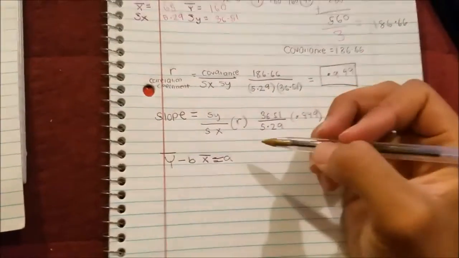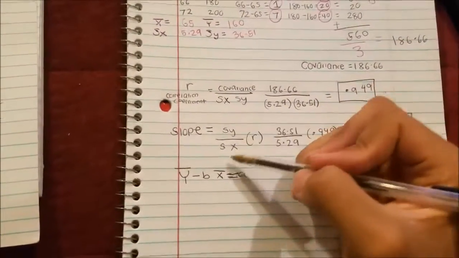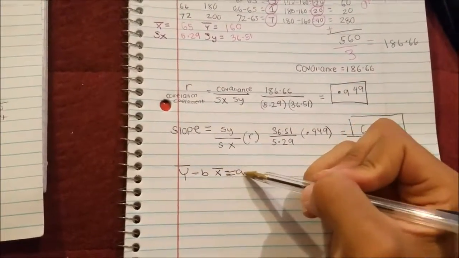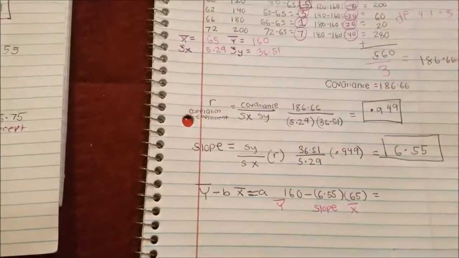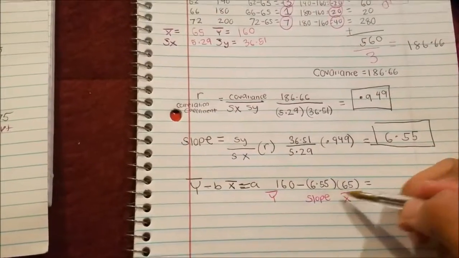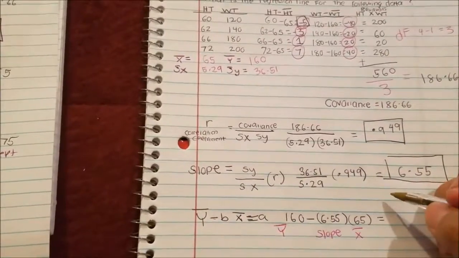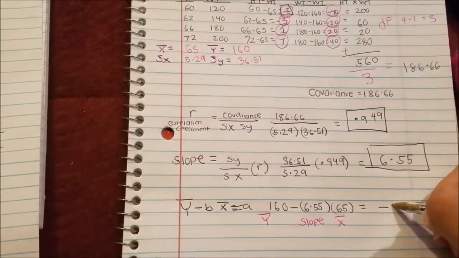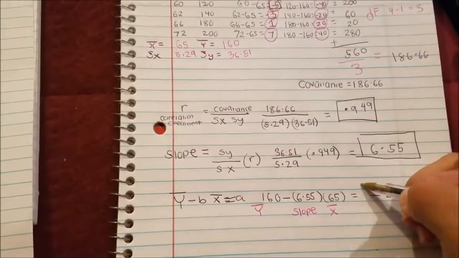The final step is to calculate the y-intercept. The y-intercept is simply the mean of weight minus the slope times the mean of height, and that'll give us the y-intercept. I've already plugged everything in, and this is the mean of weight, the slope, and the mean of height. We just multiply this out and subtract, and we get negative 265.75, and that's going to be your y-intercept.